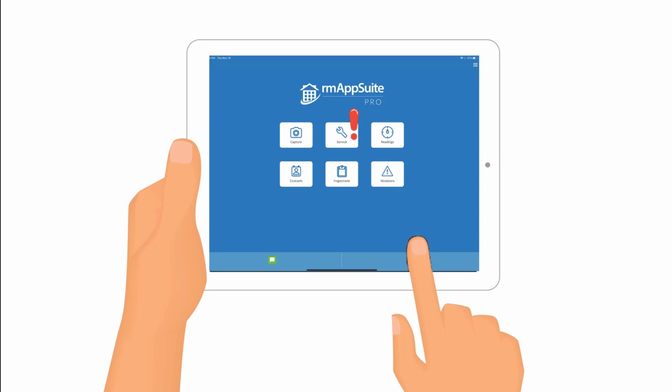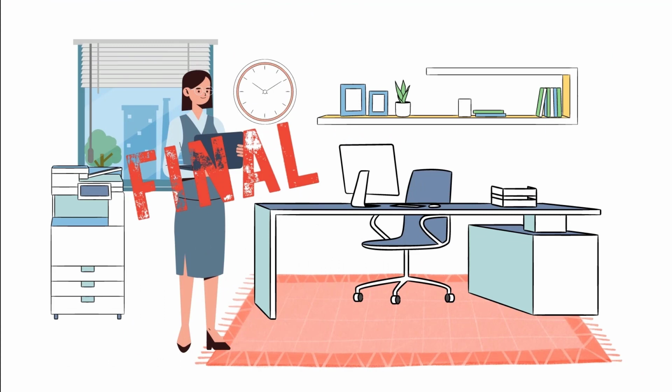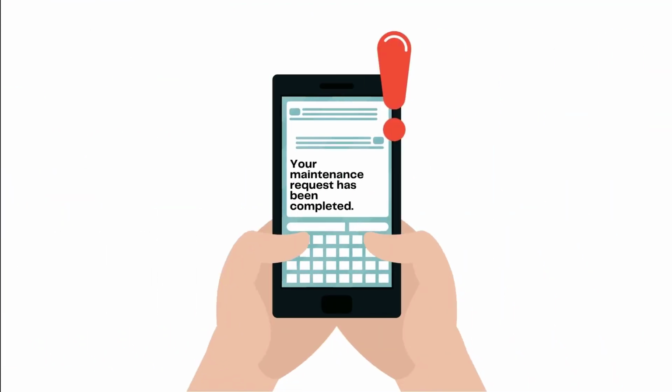Once the maintenance tech has finished the work and entered a resolution, the issue is passed on to the manager for final review. When the manager closes the issue, the tenant receives a notification that the work has been completed.